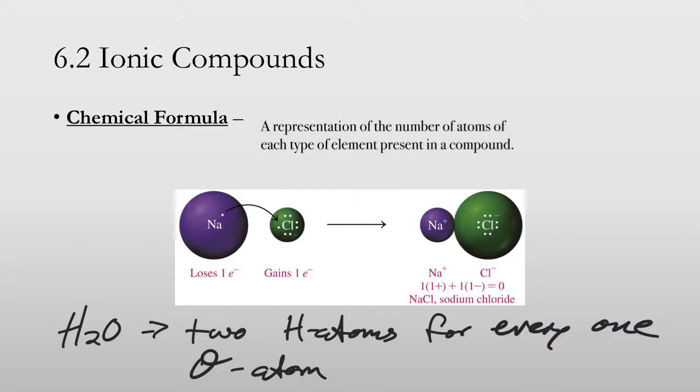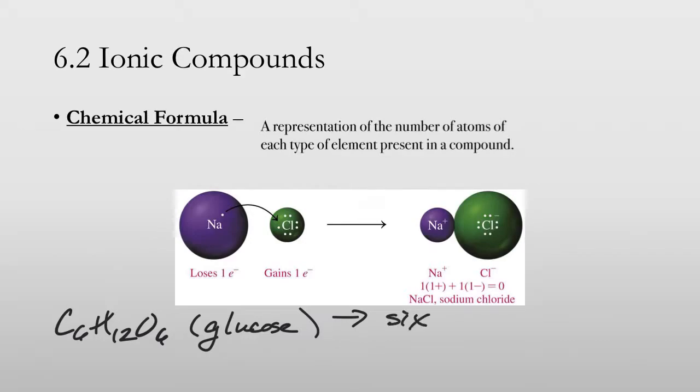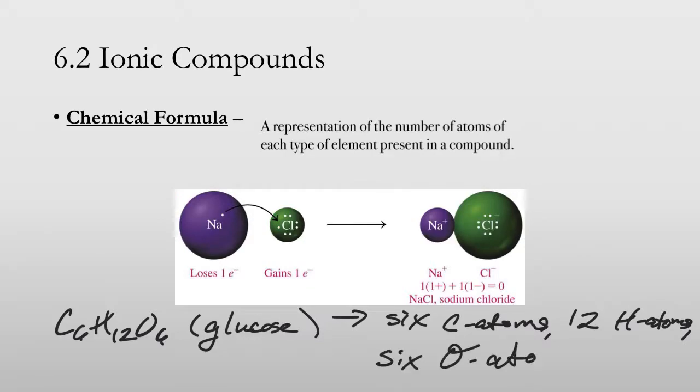There's like millions upon millions of different examples of compounds. I'll just give one more though. C6H12O6. This is glucose, the simplest sugar that there is. This has 6 carbon atoms, 12 hydrogen atoms, and 6 oxygen atoms.